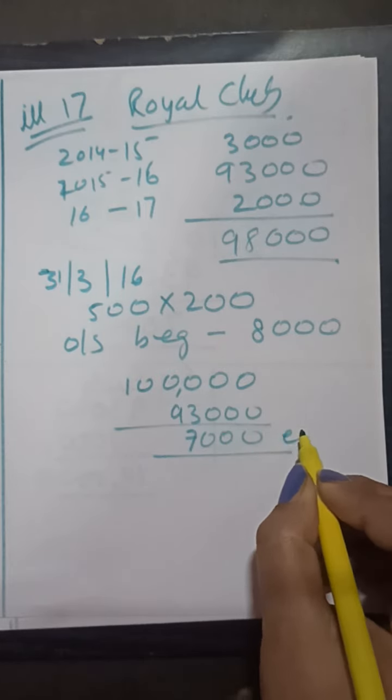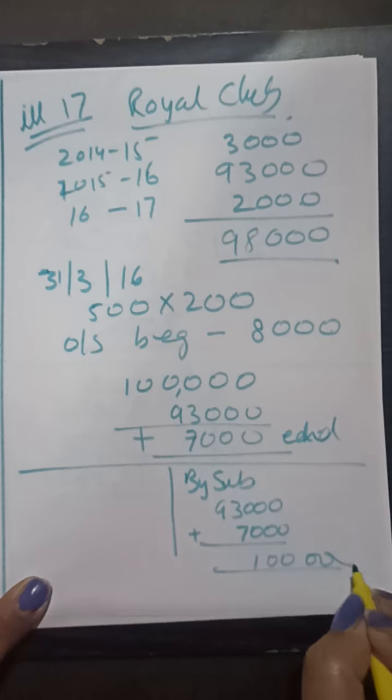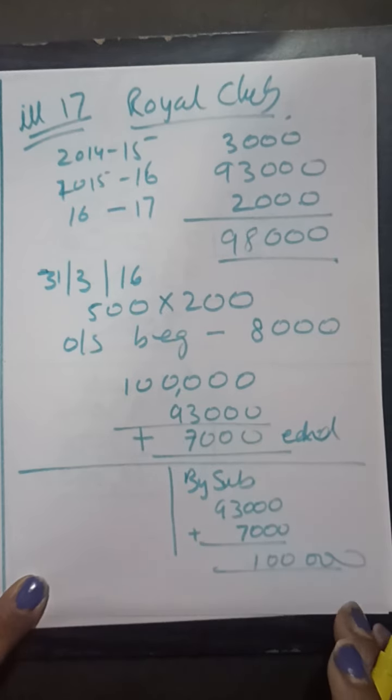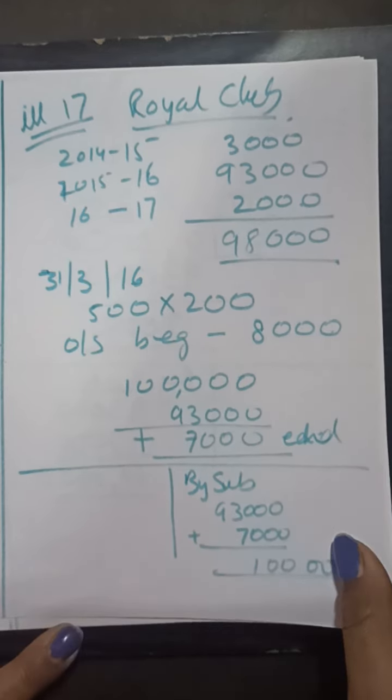So when you make the income and expenditure account, you write by subscription. What is received? 93,000. What is still outstanding to be received? 7,000. What should be received? Rupees 1 lakh. That is the subscription that has to be shown in the income and expenditure account.